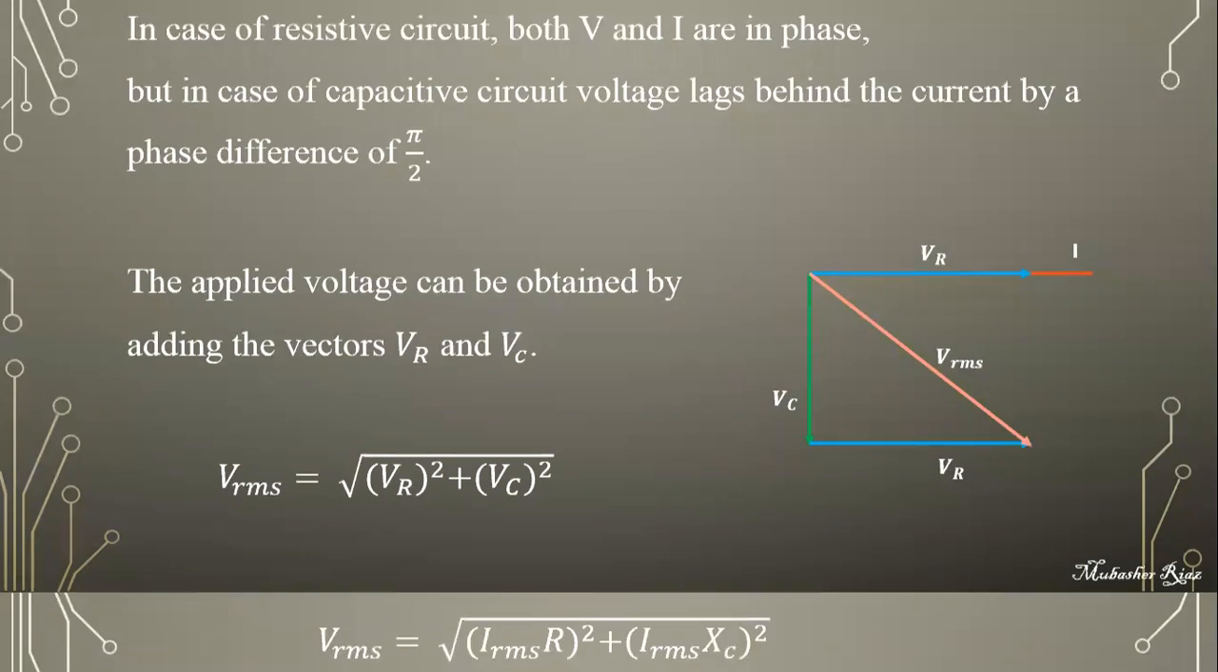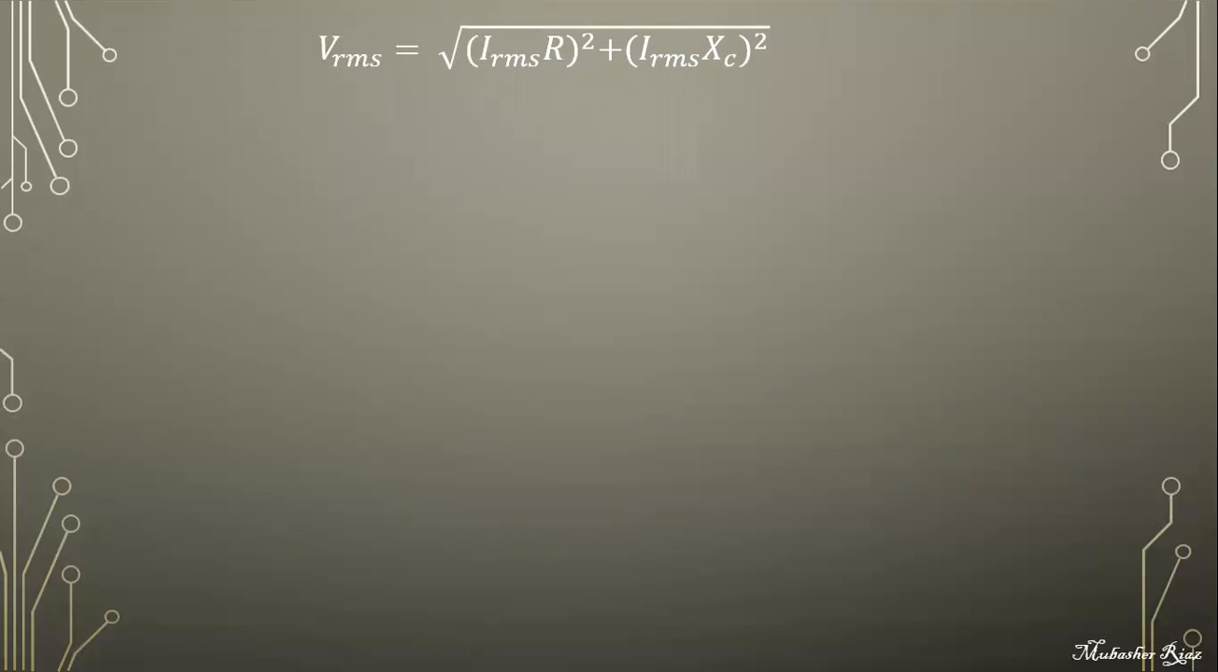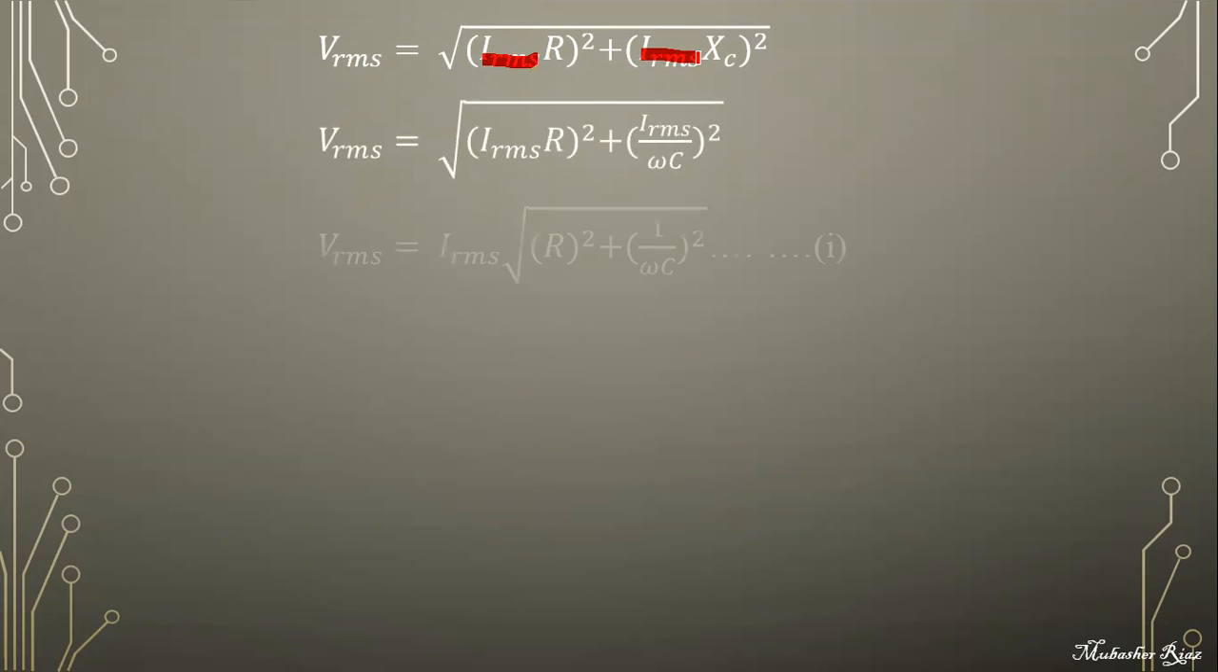By putting the value of VR and VC, it becomes (IRMS into R) whole square plus (IRMS into XC) whole square. In this equation, this IRMS is a common factor. So by taking common, it becomes IRMS into square root of R square plus XC, which can be replaced with 1 over omega C, whole square. तो ये IRMS कॉमन लेने के बाद आपके पास ये रिजल्ट होगा in the form of an equation number 1.